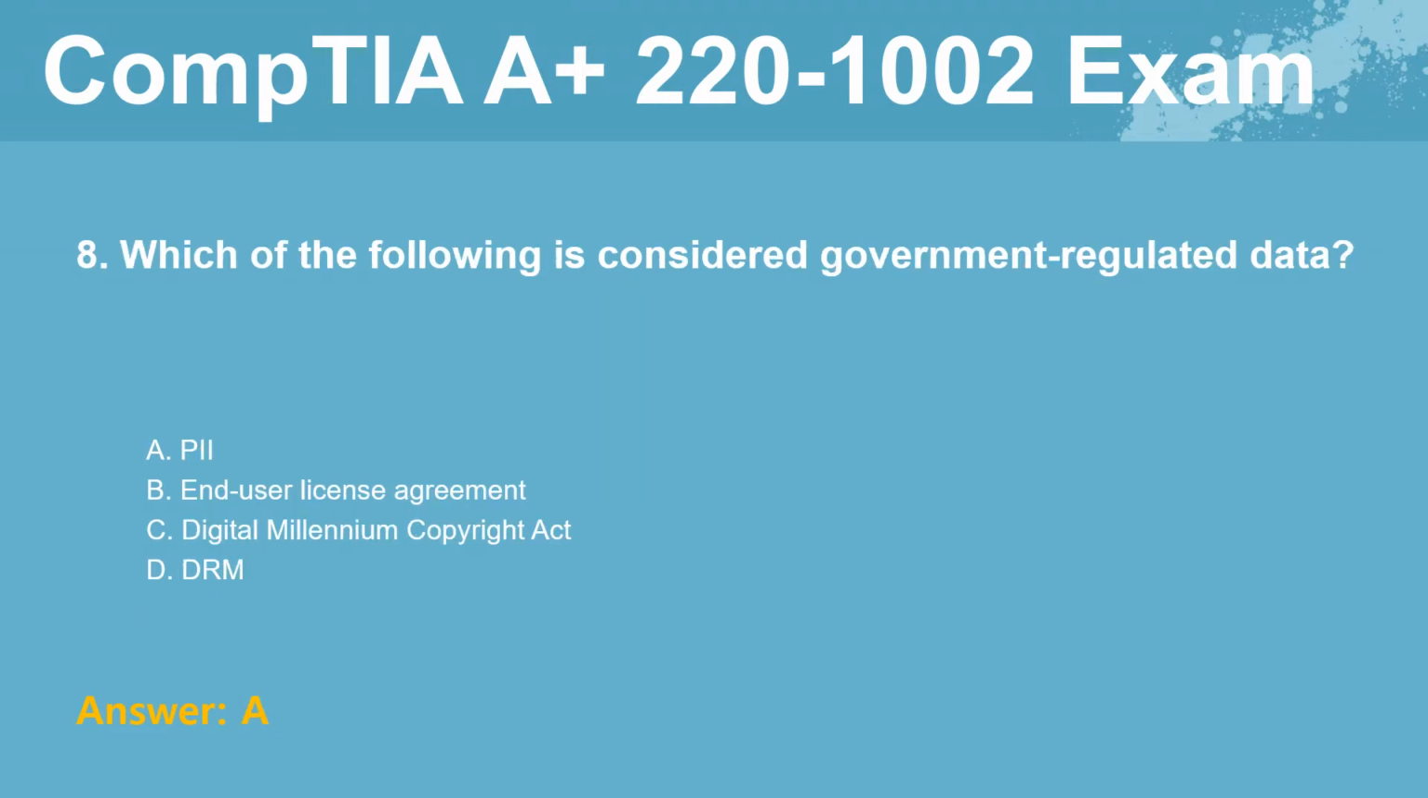8. Which of the following is considered government-regulated data? A. PII. B. End-user license agreement. C. Digital Millennium Copyright Act. D. DRM. Answer: A.